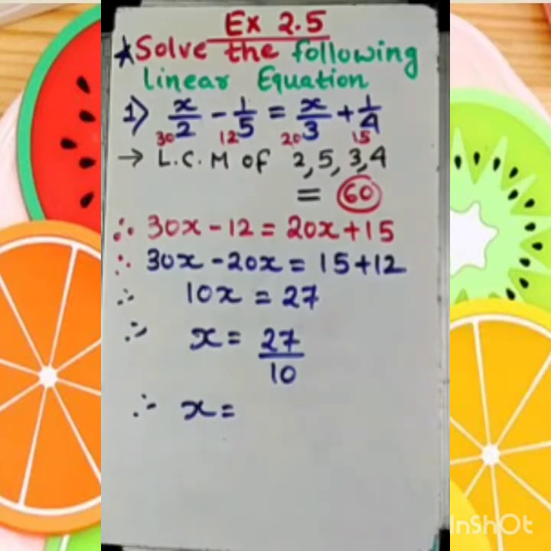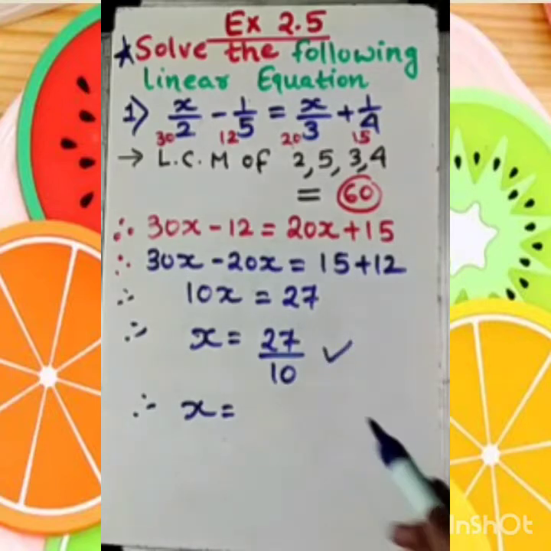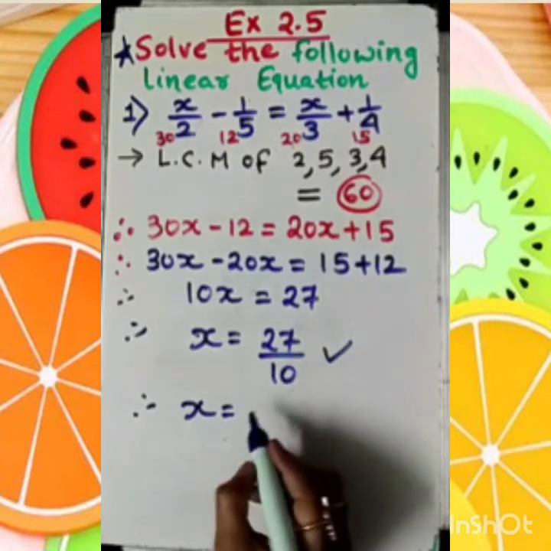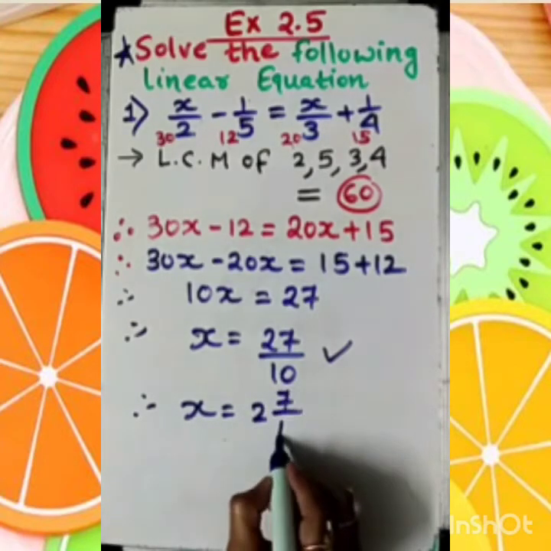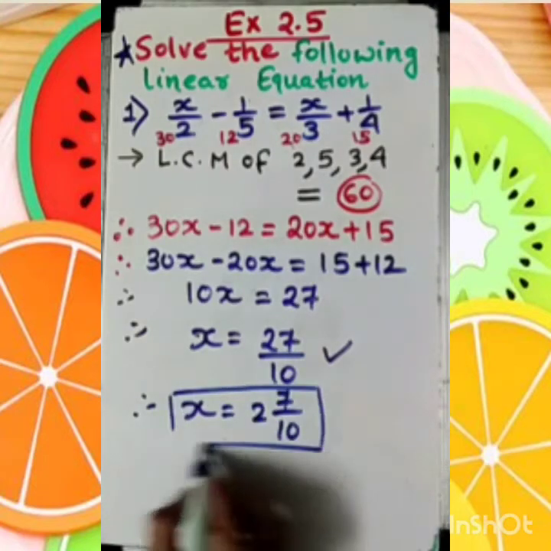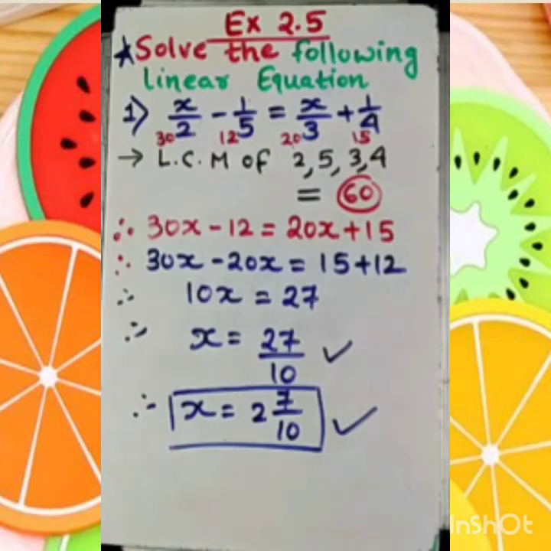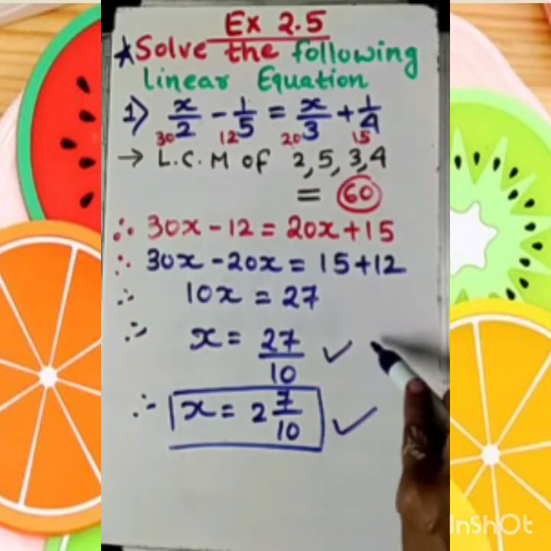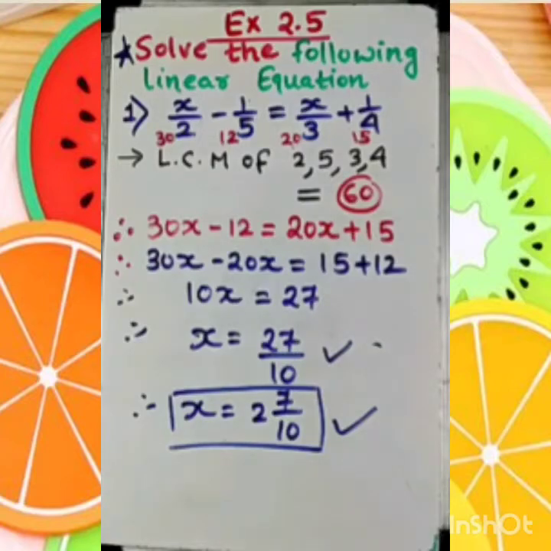If you want to convert it into a mixed fraction, then divide 27 by 10. We know 10 twos are 20, 7 will be the remainder and the quotient will be 2. So here we will have the value of x, that is 2 and 7 by 10. If you do not want to do that, then the answer can be 27 by 10. Clear? This is the first solution.